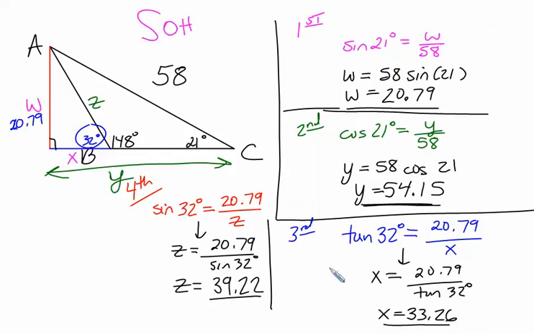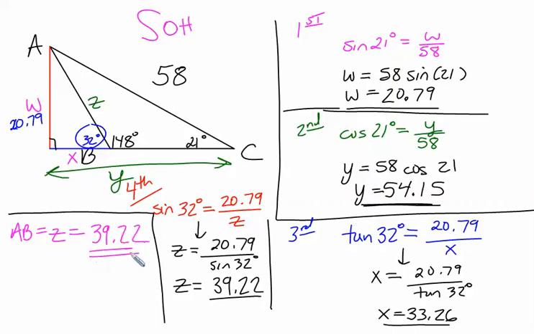Okay, so this is how the problem is shaping up. Now we would need to solve for the missing sides, and that would be the last thing that the problem would require of us. Well, AC we already have. AB is just going to be equal to z in this case, which is 39.22. That's easy enough. And the other item that we need to solve for is going to be the distance from B to C. And if we look at what we have, BC is the whole y minus x.